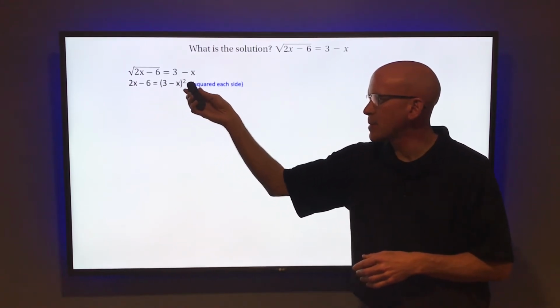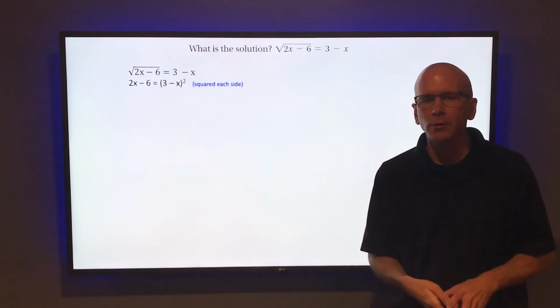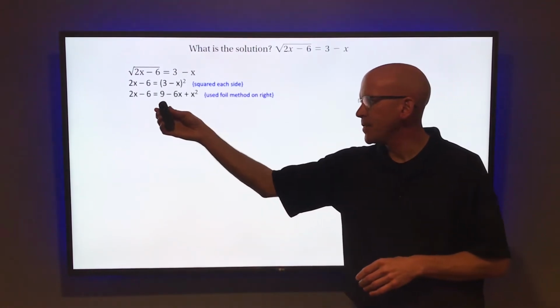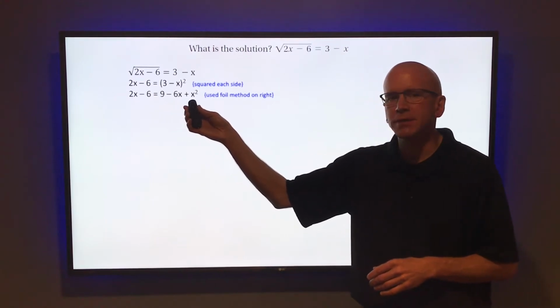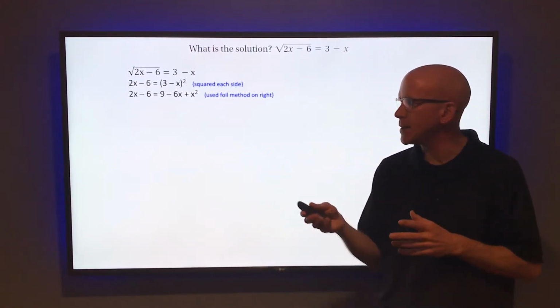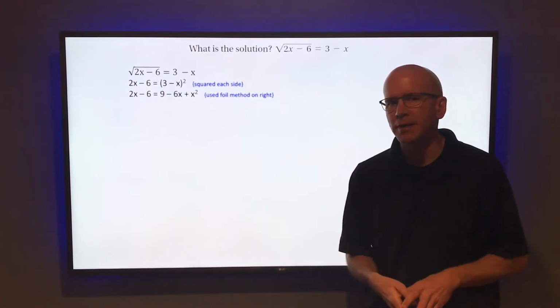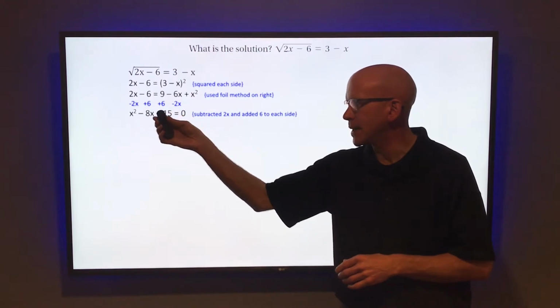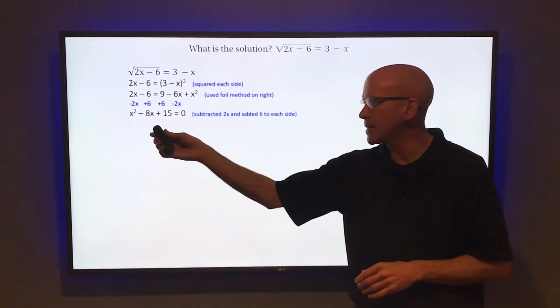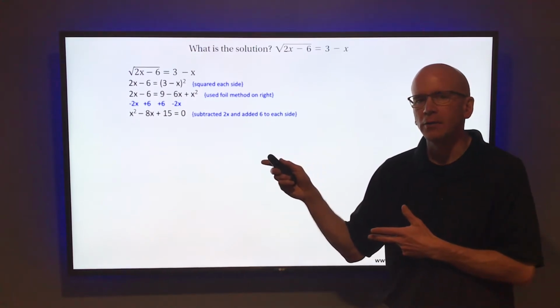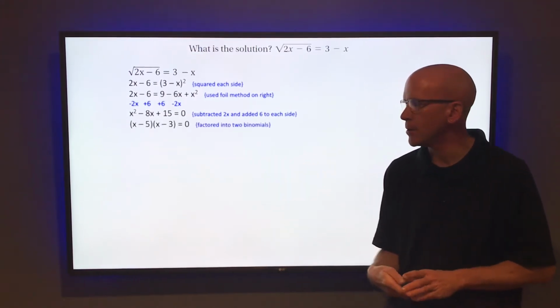And if you square 3 minus x, going to use the FOIL method or distributive property, multiply 3 minus x by 3 minus x, and that is 9 minus 6x plus x squared. That is a quadratic equation. You want to get everything to one side equal to 0. Try to keep your x squared positive. That's a good habit. So we're going to subtract 2x and add 6 to both sides. When you do that, you get x squared minus 8x plus 15 equals 0. That'll factor into two binomials. The first terms of those two binomials are x.